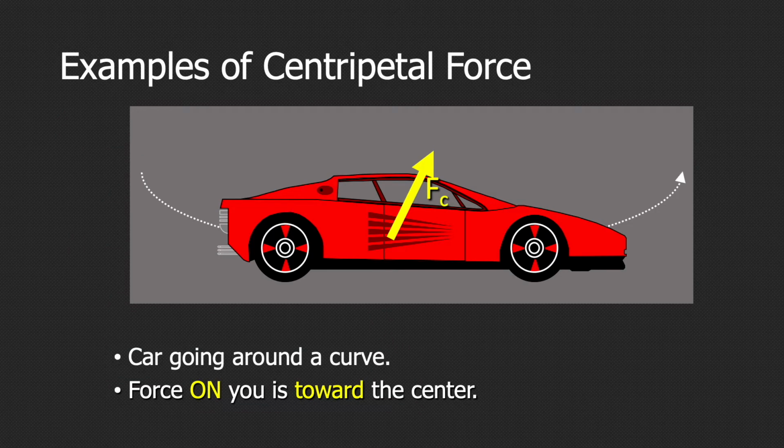Now let me give you some examples of centripetal force. For instance, you are riding a car which is moving on a curved path, and you are sitting on the seat next to the outside door here. Now, what is the direction of the resultant force on you as you turn? Is it away from the center or towards the center of the turn? The answer is that the force on you is towards the center. It's always towards the center.